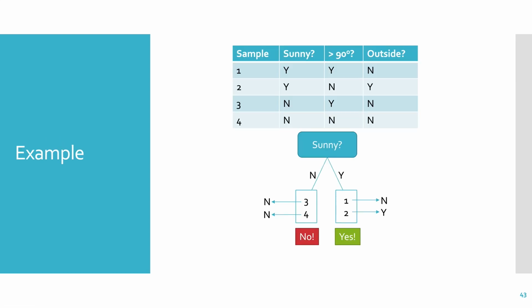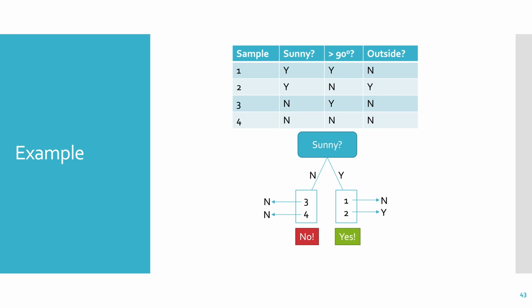Let's look at our tree that we built when we were dealing with this set of data. Remember, we were trying to decide if we wanted to go outside and our features were sunny and greater than 90 degrees. With our first feature split being on sunny, we have 3 and 4 on the left side and 1 and 2 on the right side. Remember, we said no on the left and yes on the right.